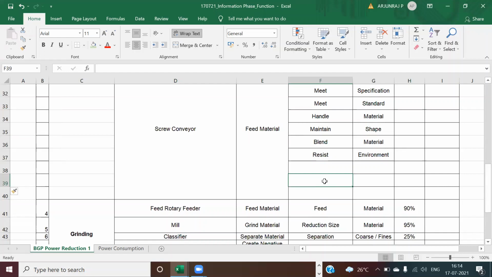What about the aesthetics point of view? Is aesthetics required for the material handling system? No, sir. Okay. Basically, this is a rectangular shape.